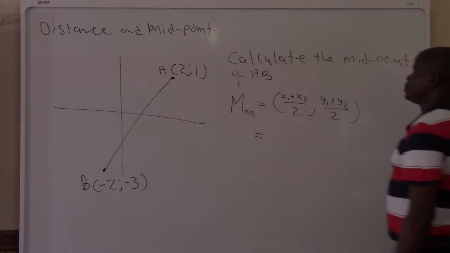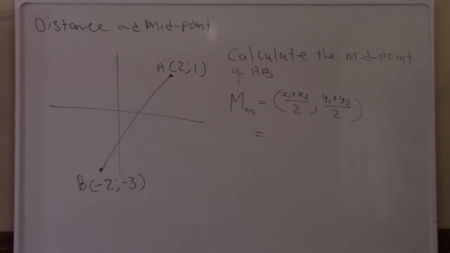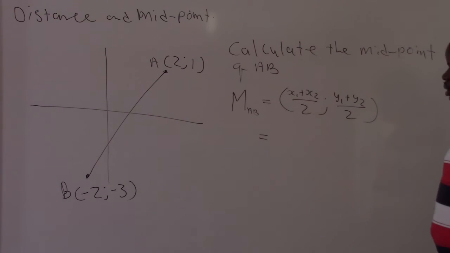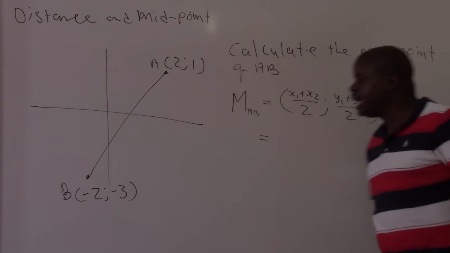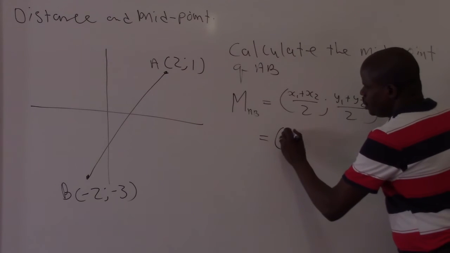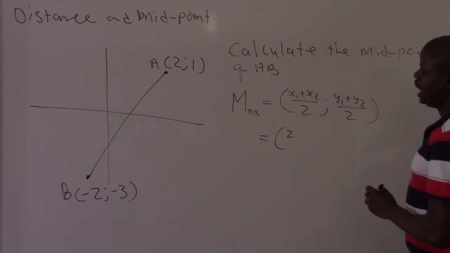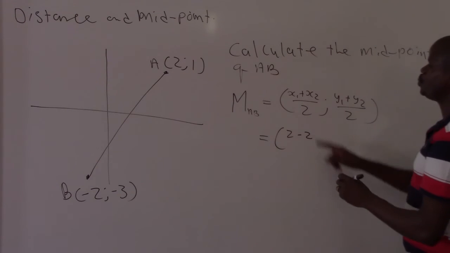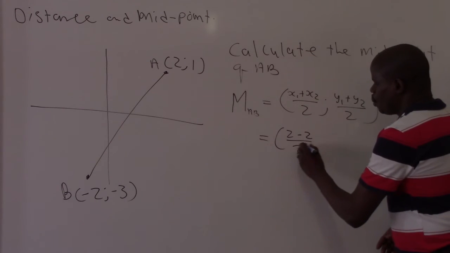Then that is what we are having there. So if we have it like that, now what are we going to do? So again we are going to substitute. So if we take again A as our first point and B as our second point, so x1 in this case happened to be 2, and then x2 happened to be negative 2. So it would be plus negative 2, which is negative 2 all over 2.